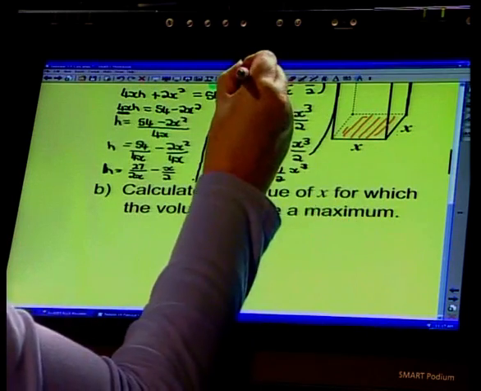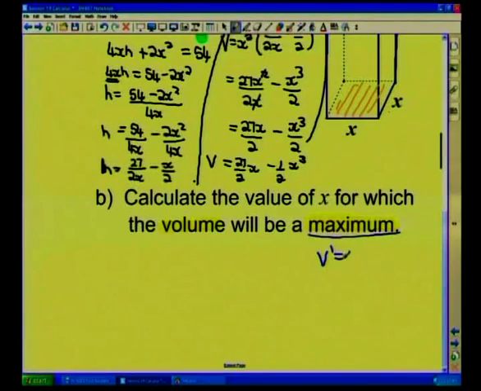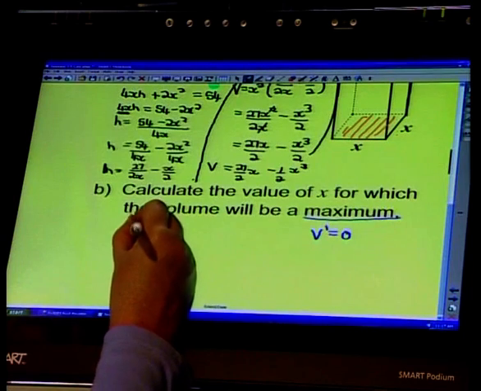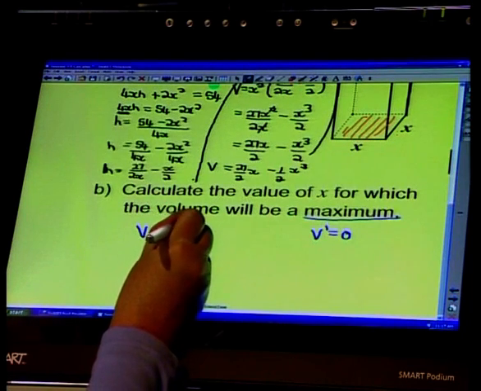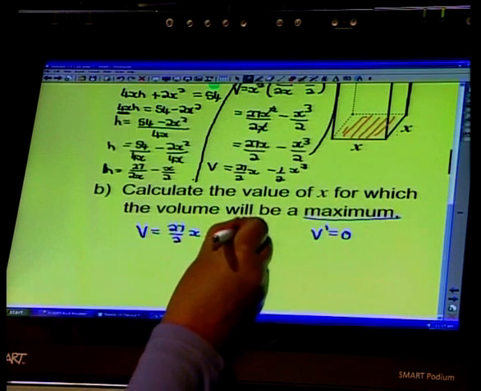Now, remember what I said to you. As soon as you see the word maximum, you think derivative equal to 0. So that's what we're going to do. We're going to go and work out what happens when the derivative is 0. So let's have a look at it. We know that the volume is equal to 27 over 2x minus a half x cubed.